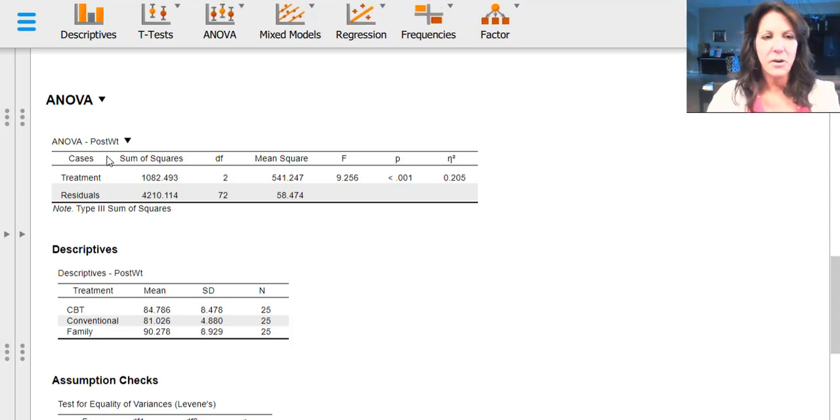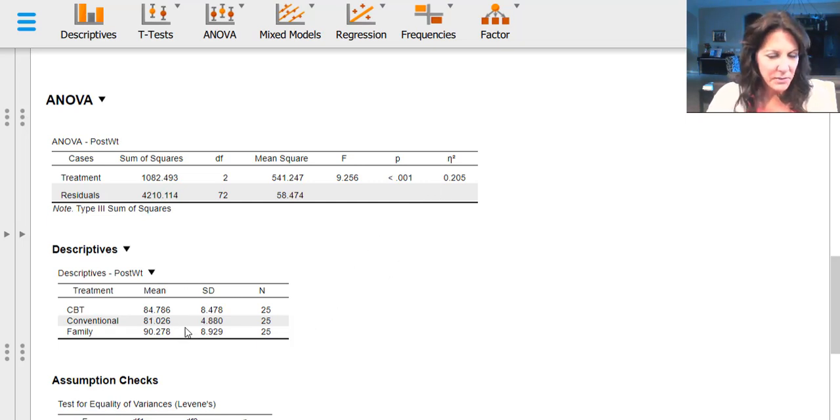So here we go. This is our ANOVA. This tells us everything that we need to know. Our degrees of freedom here, 2 and 72. Our F statistic, well, we know that an F statistic of 1 is pretty balanced, and our P is less than 0.001, and our eta squared is 0.20. Think about how you're going to interpret all of that.